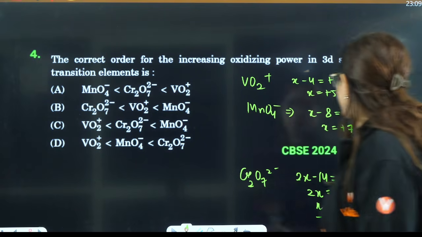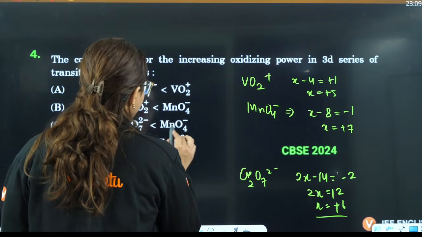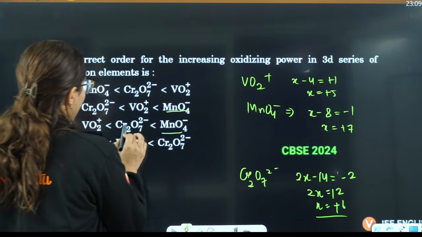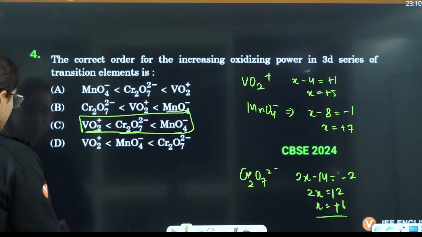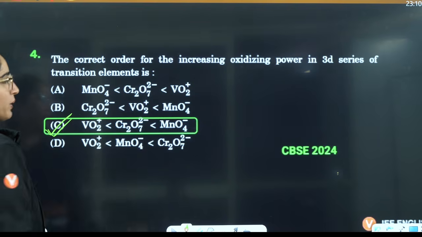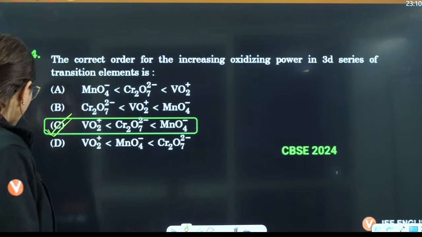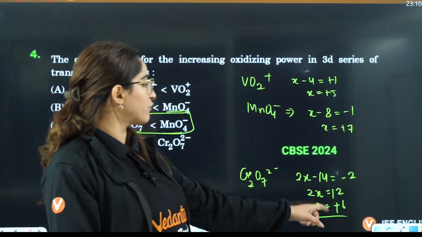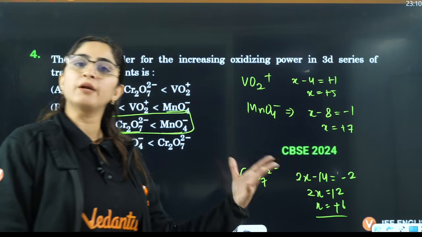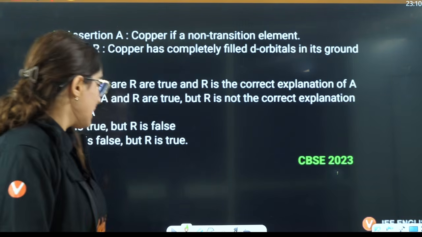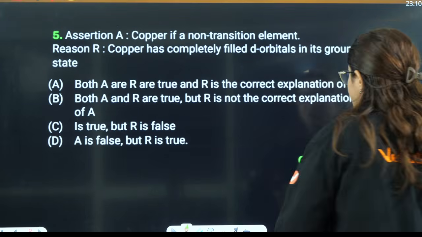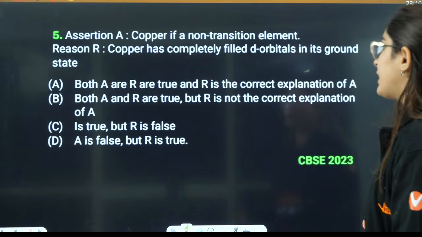So here it is going to be MnO4 maximum, then you will have Cr2O7, and minimum is this, because of the oxidation state. So answer is going to be C is the correct answer, because of the oxidation states that we have. More oxidation state, more is the oxidizing strength. Okay, yes. Let's talk about the next question on your screen that we have.